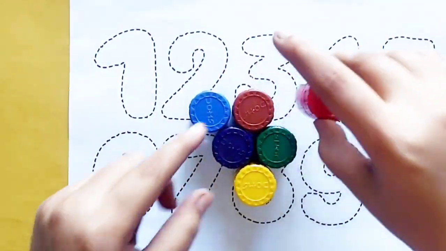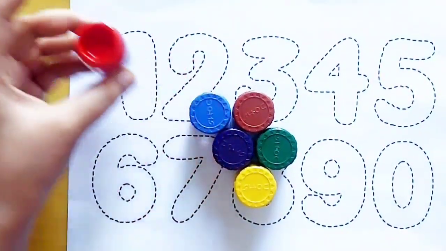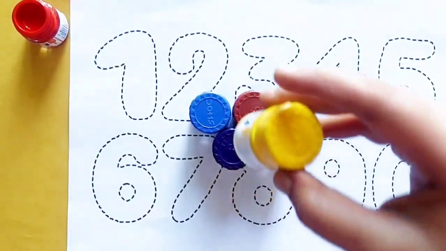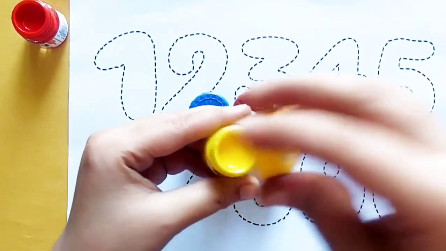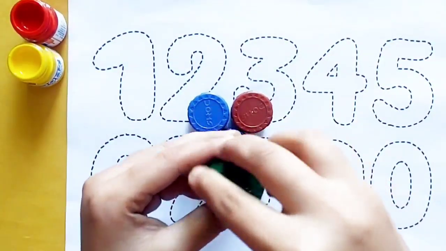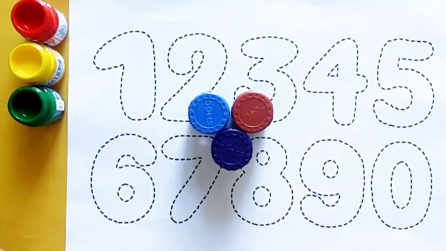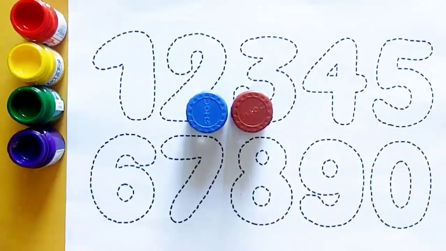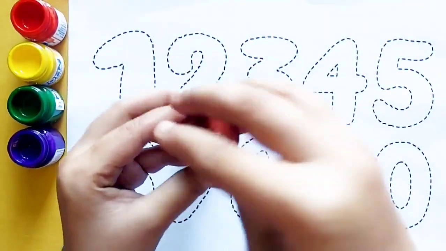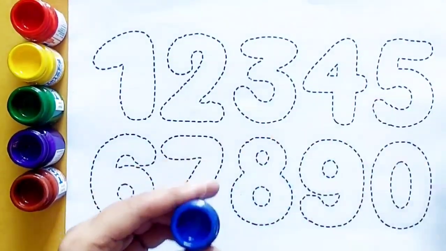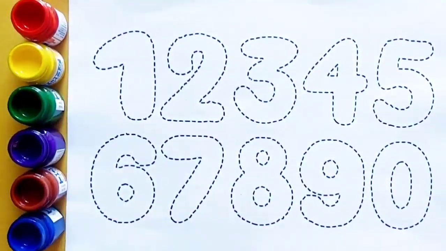Hello kids. Red color. Yellow color. Green color. Purple color. Brown color. Blue color. Let's draw some numbers.